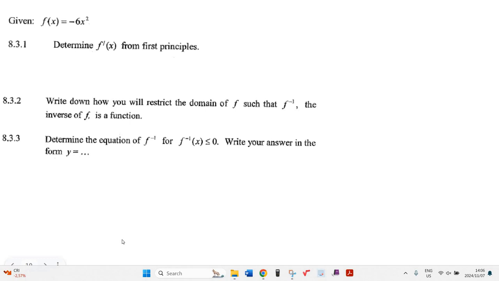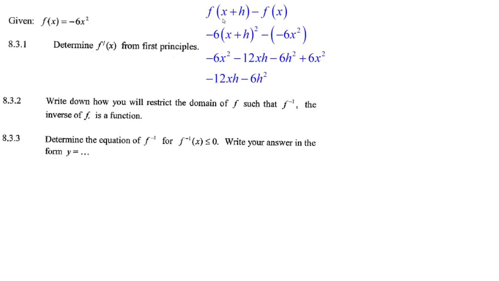Okay, let's try the next question. It says minus 6x squared there. Determine f prime of x from first principles. Well, that's a straightforward thing. I like to do f of x plus h minus f of x, where you take x plus h and put it in the function, work it out, subtract f of x, which is minus 6x squared.